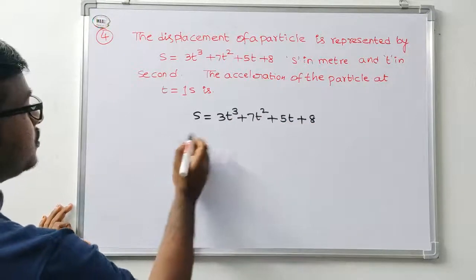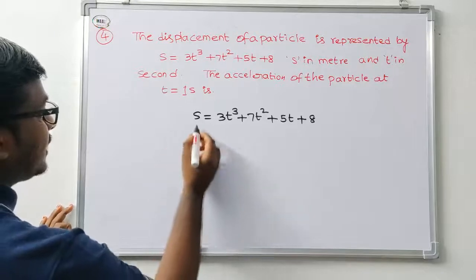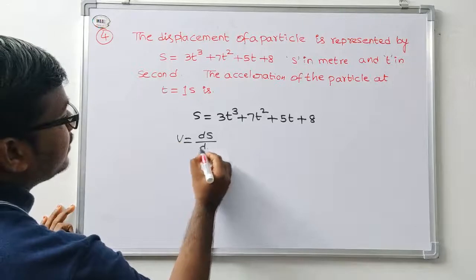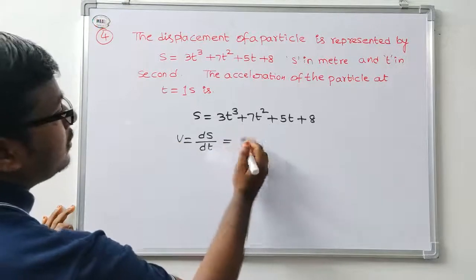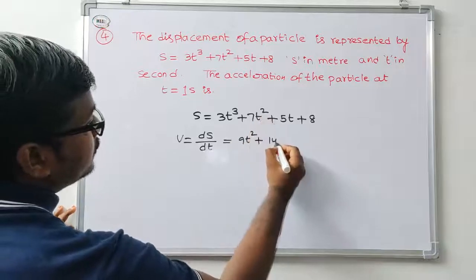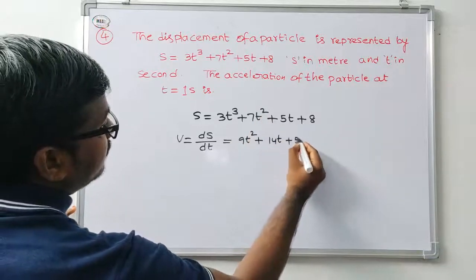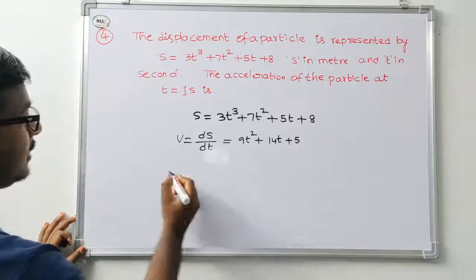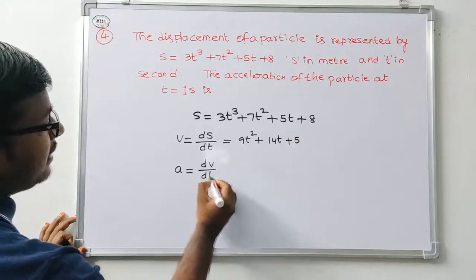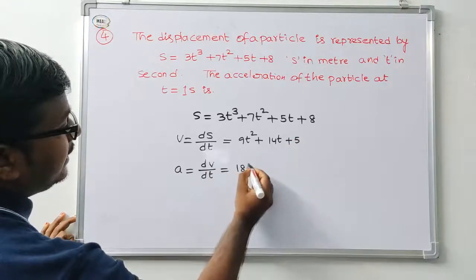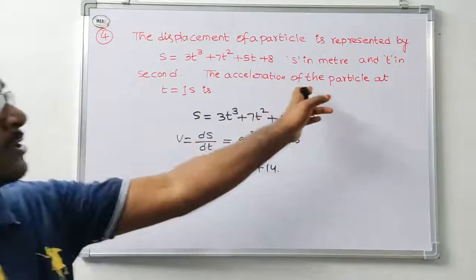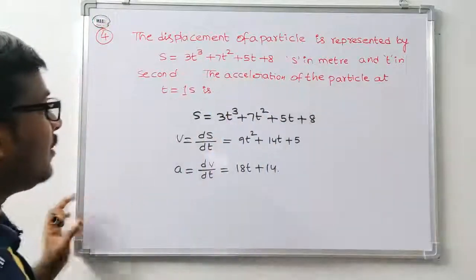Okay, first differentiate with respect to t. The velocity is equal to ds by dt, that is equal to 9t square plus 14t plus 5. Next, for acceleration, a is equal to the change in velocity by time taken, 18t plus 14. The acceleration of the particle at t is equal to 1 second.